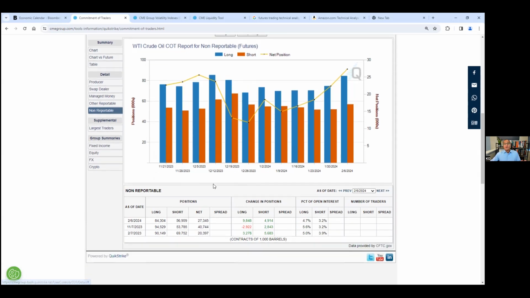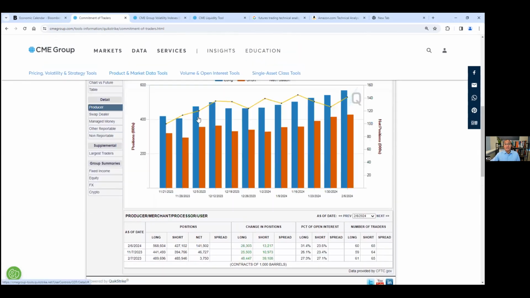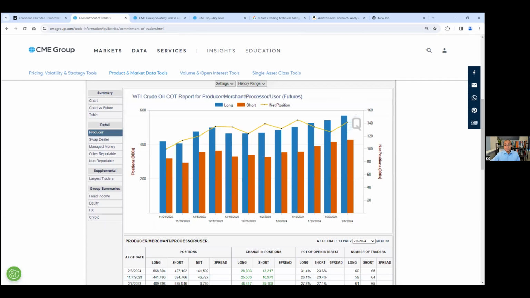So you can see on the bottom of the screen here too, it'll give you a preview of what the actual long, short, and net position is, how the contract changed, which is good, and the percentage of open interest. You can kind of go back and test this out. And I'll use a live example here, and I'll show you some other tools.